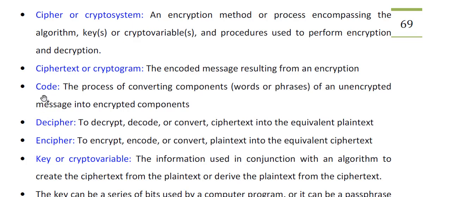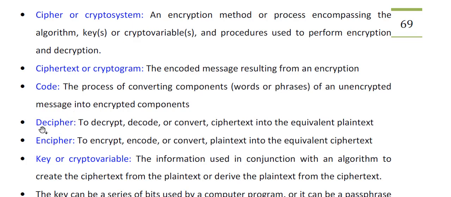We can also hear the coding, which is almost the same thing as crypting or encrypting. So the process of converting components, words or phrase of an unencrypted message into encrypted components, which means the ciphering or the encryption of a text. إذن الترميز أو التشفير هما مصطلحان مترادفان في العادة، ويستخدم أيضا الترميز إلى عملية التشفير من تشفير كلمات أو تشفير جمل من نصها الأصلي إلى نص مشفر.